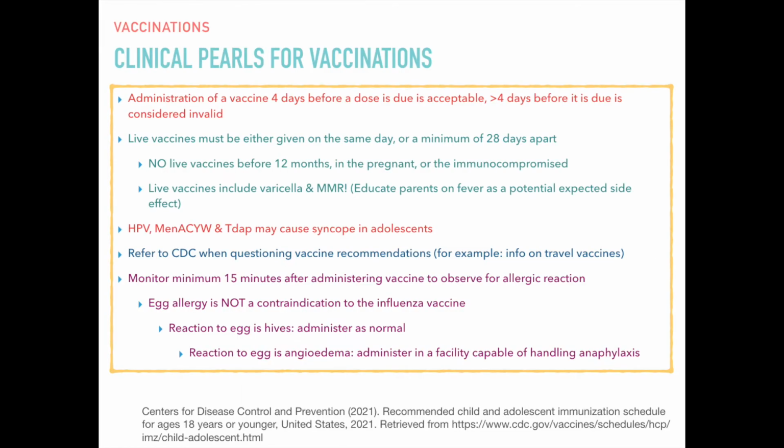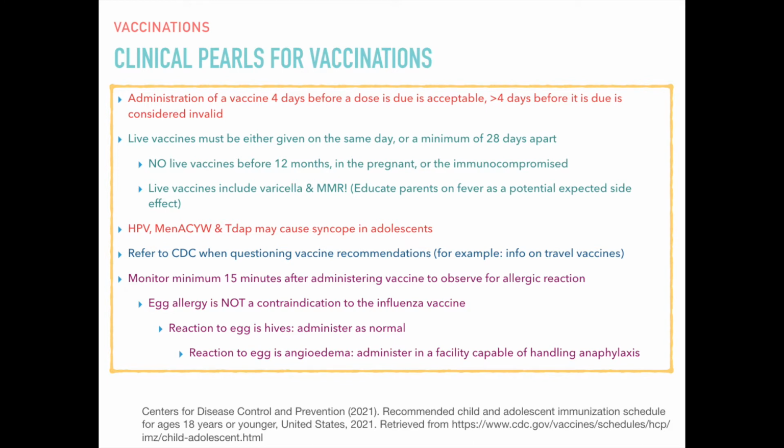Alright, so I'm going to start the discussion today on vaccinations, and this first slide here is all clinical pearls that you should just know. Administering a vaccine greater than 4 days before it's due is invalid, so that's a no-no. Live vaccines, they either have to be given on the same day or a minimum of 28 days apart. And then it's really important to understand live vaccines because you cannot give them to children younger than 12 months because we're not really sure of how their immune system is yet.